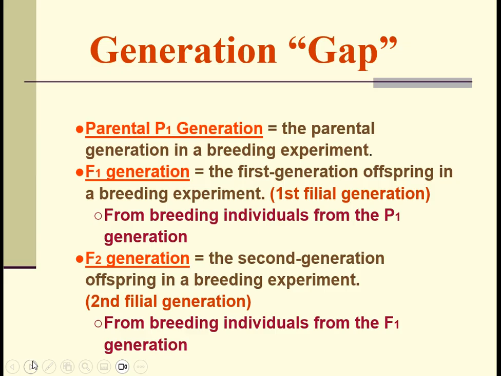Generation gap. Parental P1 generation: the parental generation in a breeding experiment. F1 generation: the first generation offspring in a breeding experiment, the first filial generation from breeding individuals from the P1 generation. The F2 generation: the second generation offspring in a breeding experiment, the second filial generation from breeding individuals from the F1 generation.